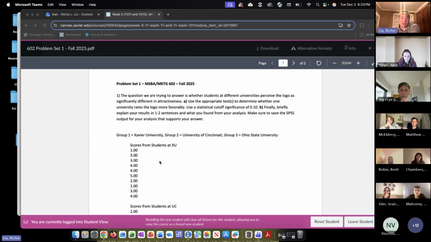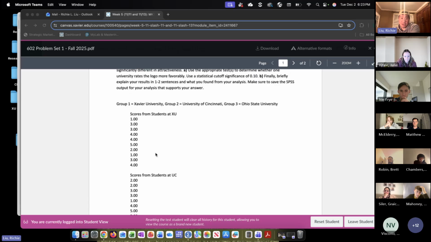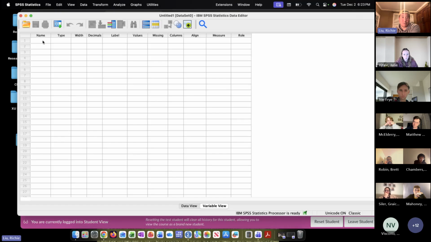So everybody evaluated a logo and gave it a score. And so the grouping variable here is the university. Okay. So for these ANOVA problems, we need one column for the group and we need one column for the evaluation. And as I mentioned in class, this is what you don't want to do.